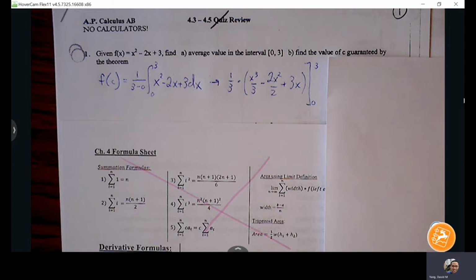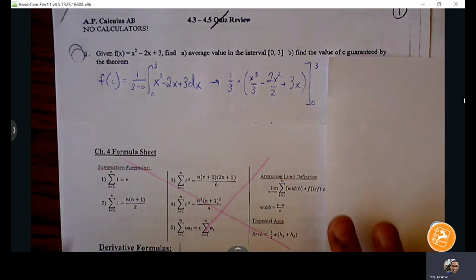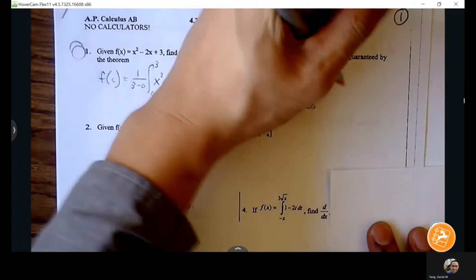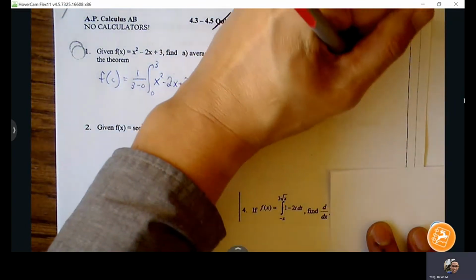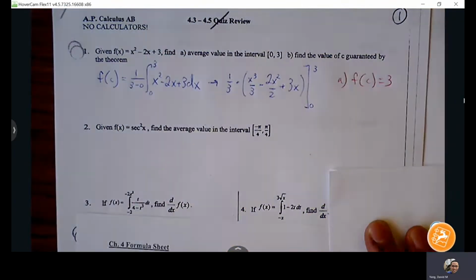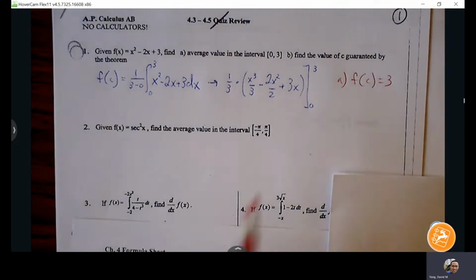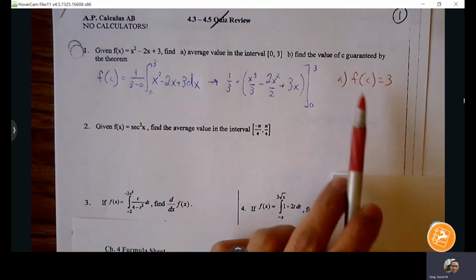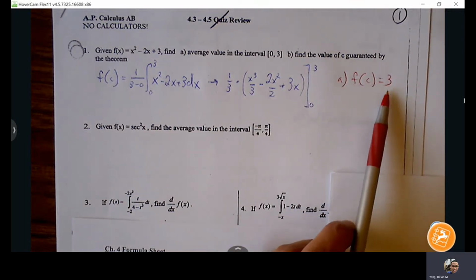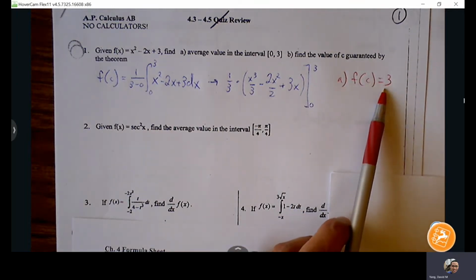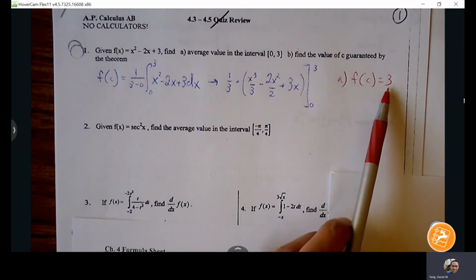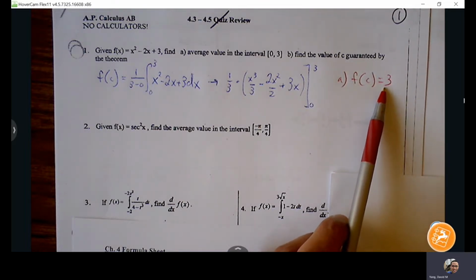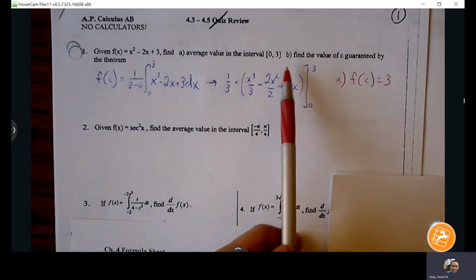That's part A. So part A, f of c is equal to 3. Part B says find the value of c guaranteed by the theorem. So basically this is saying that I know what the average height is, which is 3 on the graph, but I want to know where the graph is going to hit that y value of 3. So how can I find the c value?